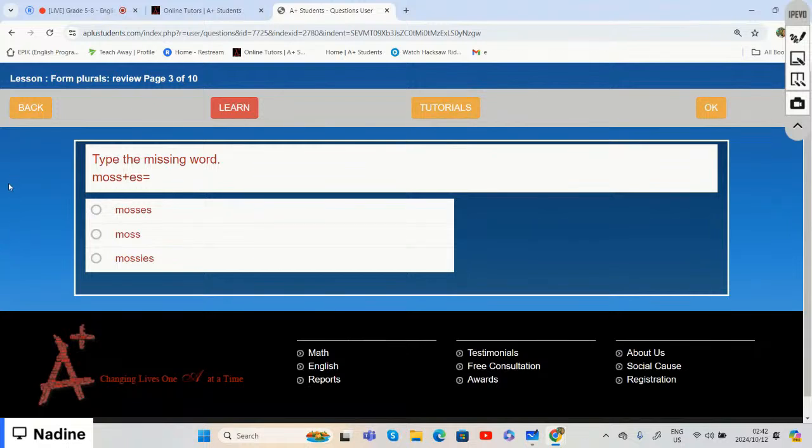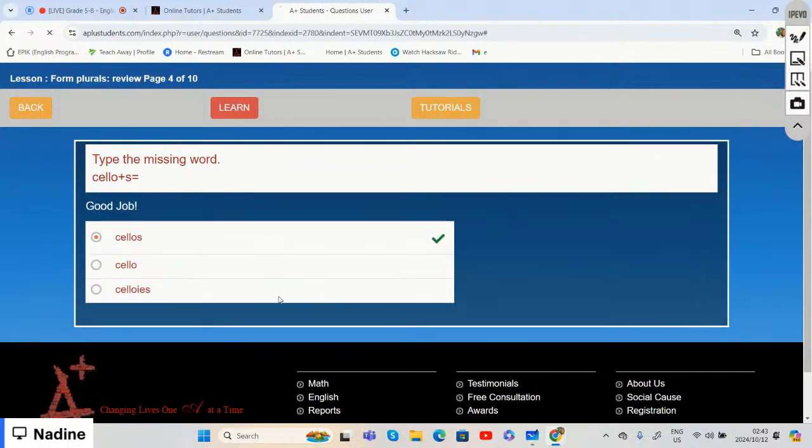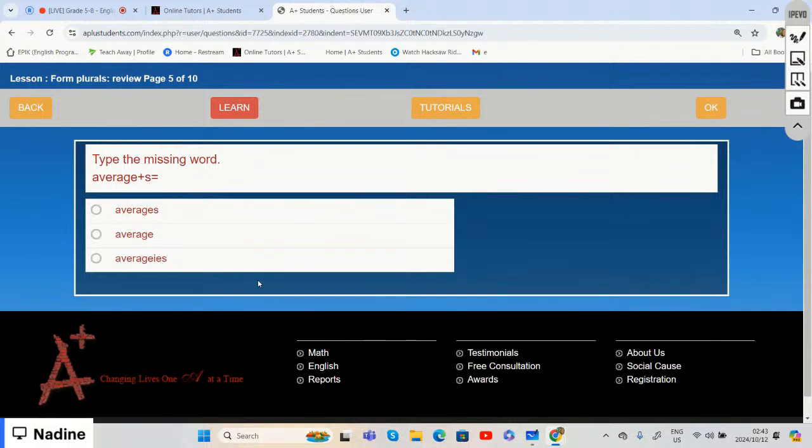All right, here we have, is it moss or mosses? The plural form of moss. What is the plural form of moss? Option 1, 2, or 3. All right, and then if we were to choose the correct answer, we will go with option 1, mosses. Cello. This we already did because we literally just did that before we did the test. Now, average. What is the plural form of average?